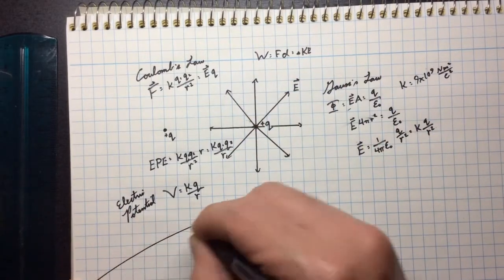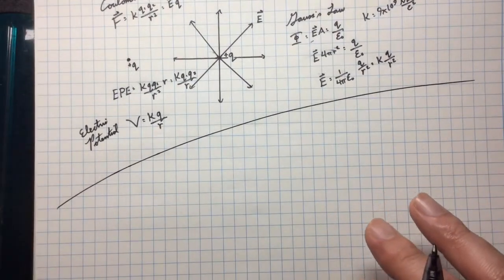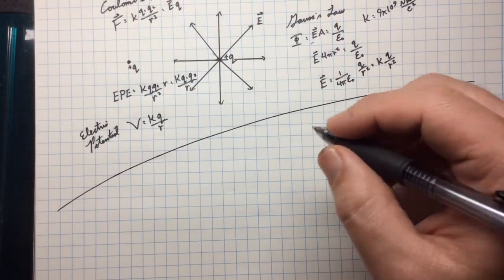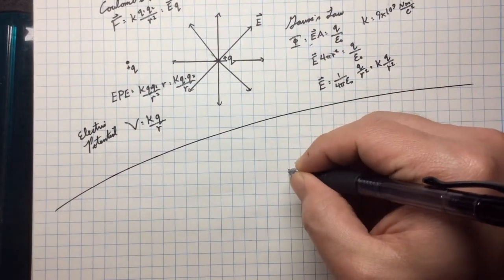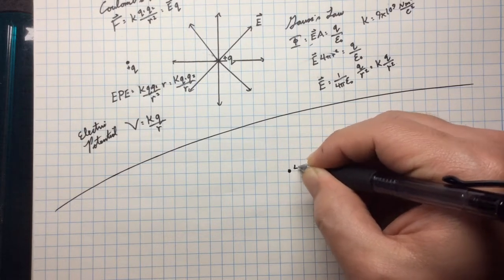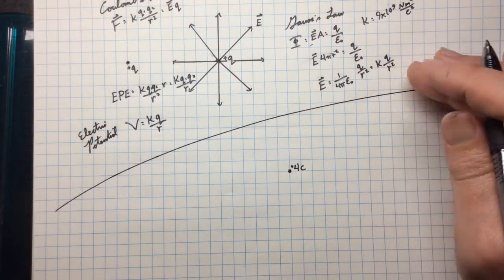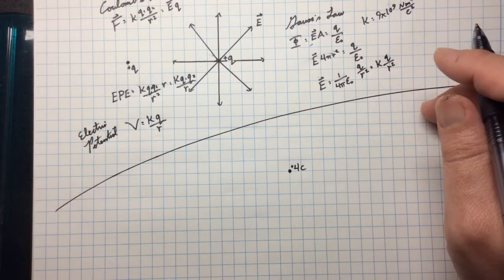Now, if we were to consider what goes on whenever we try to put charges next to each other, let's create a new scenario. And again, this is empty space. So if this is empty space, let's say I plop a charge down here. That's going to be plus 4 coulombs of charge.